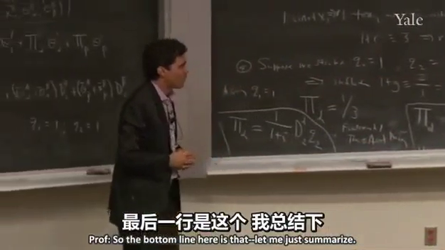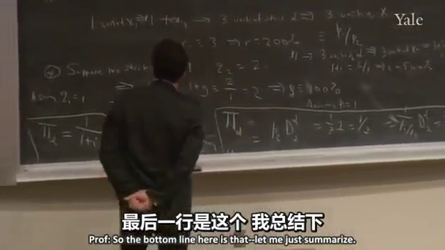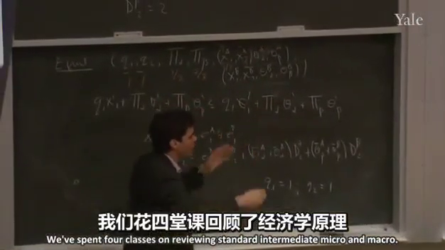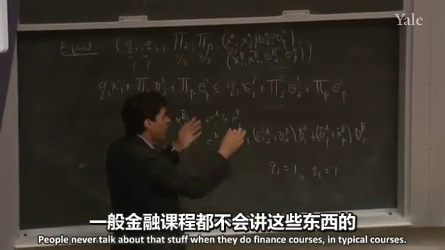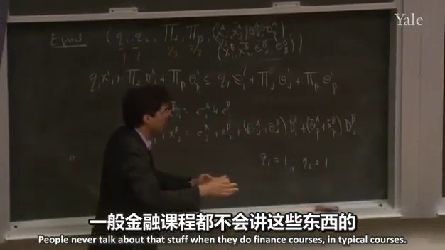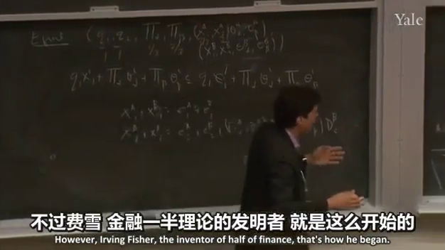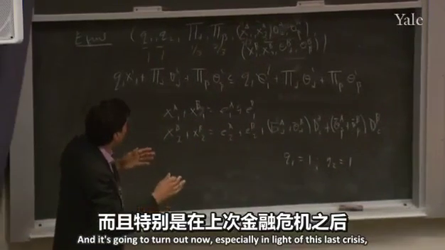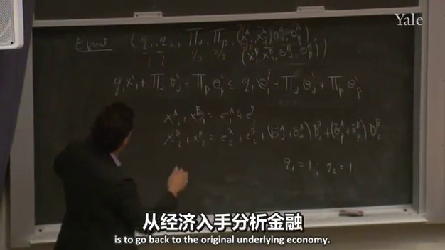Okay, so the bottom line here, let me just summarize. We've spent 4 classes on reviewing standard intermediate micro and macro. People never talk about that stuff when they do finance courses and typical courses. However, Irving Fisher, the inventor of half of finance, that's how he began. And it's going to turn out now, especially in light of this last crisis, that the best way to understand what's going on is to go back to the original underlying economy.